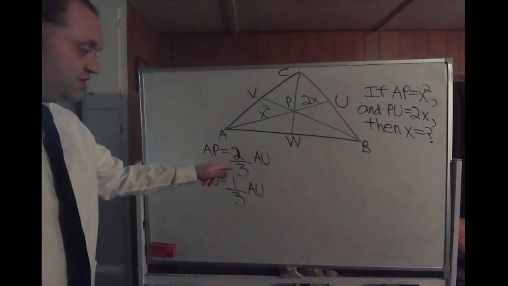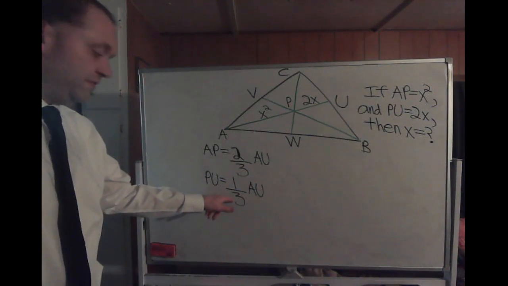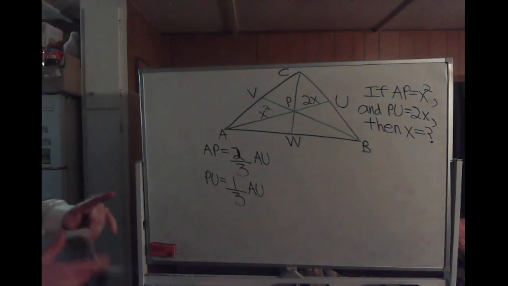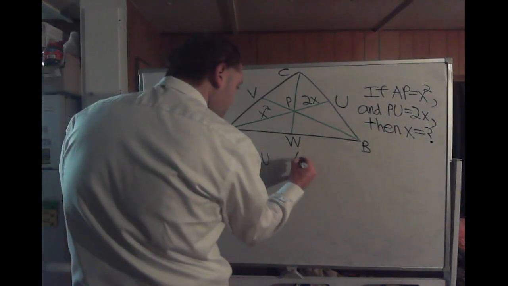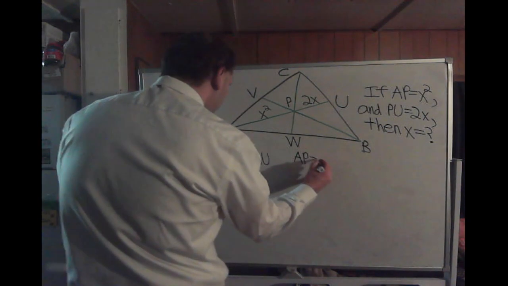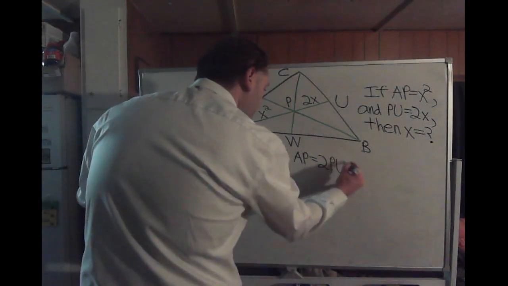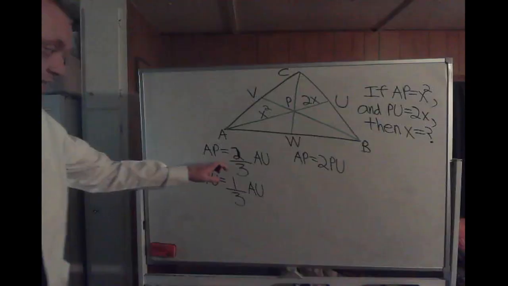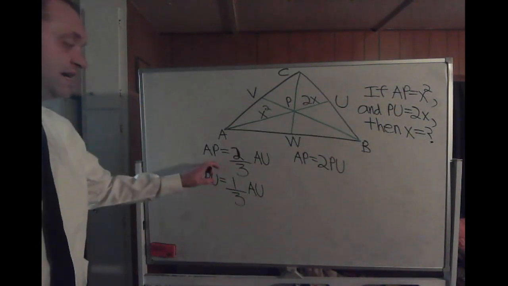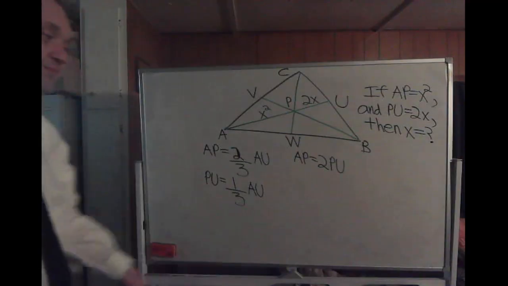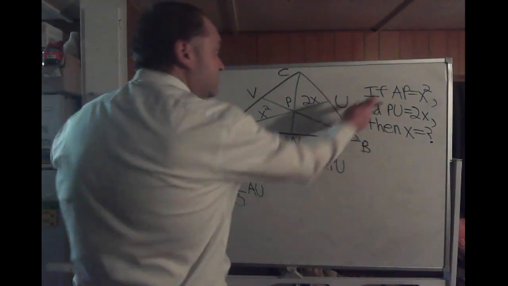If AP is 2/3 of AU, and PU is 1/3 of AU, what does that mean? That means that AP is equal to 2 times PU, could you not? Because if AP is equal to 2/3 of AU, PU is 1/3 of AU, that means AP is twice PU. Now it's easy. All we have to do is substitute the values in here.